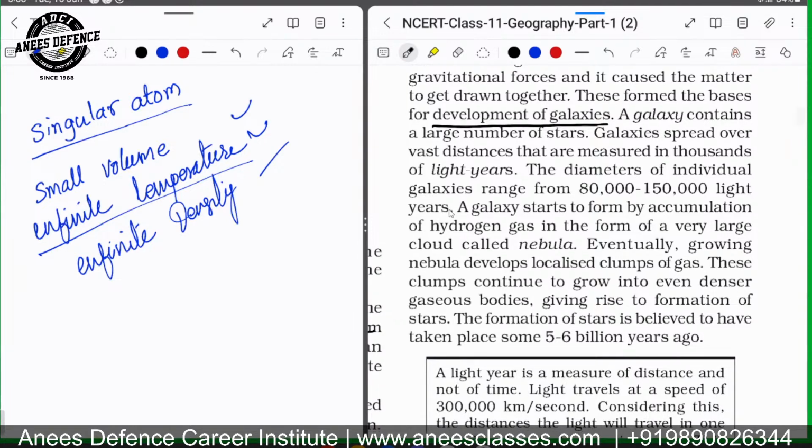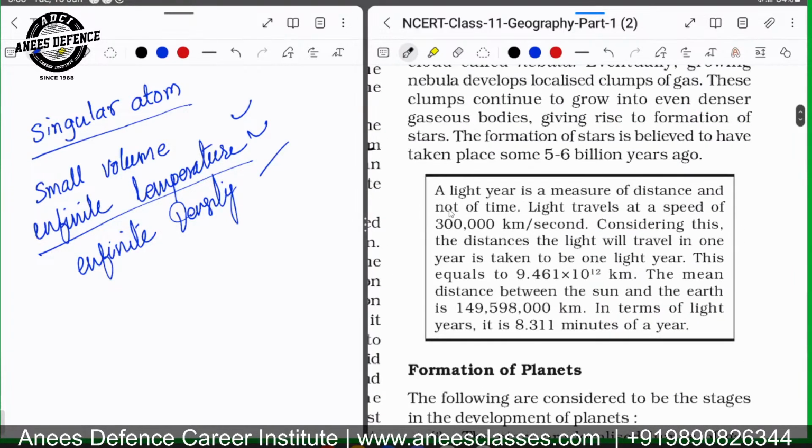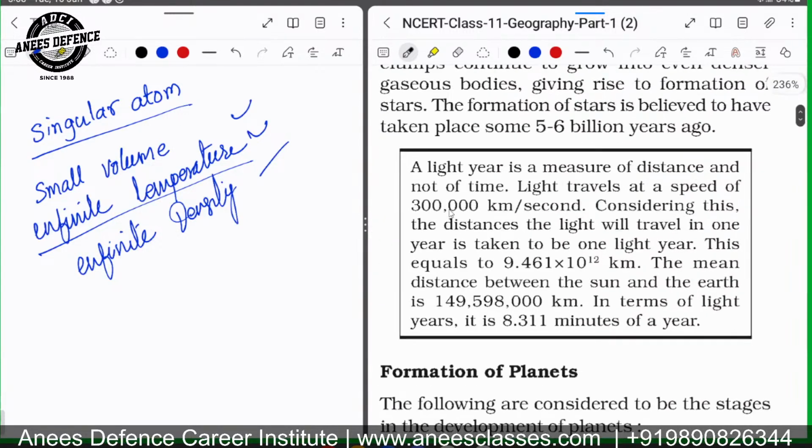You know what is light year? You know what is the difference? Light year, the question was asked. Okay, light year is the measurement of distance and not time. Light year measures the distance and not the time.